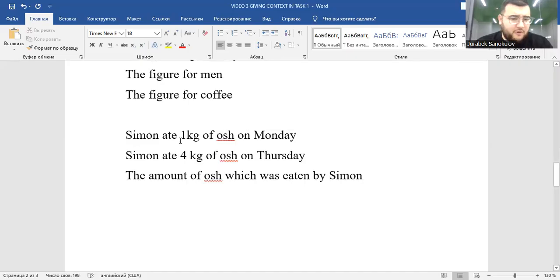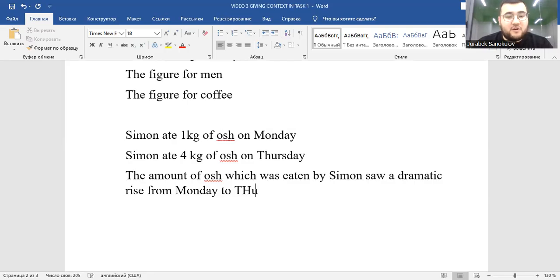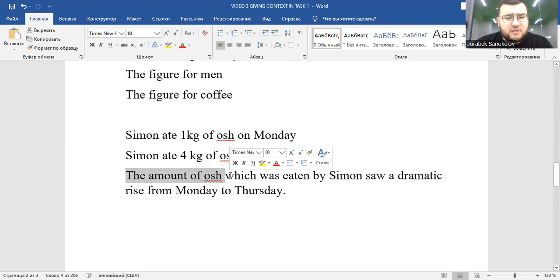What happened? 1 kilogram, 4 kilograms. So it's an increase. Yeah. So let's use a noun structure here. Saw a dramatic rise from Monday to Thursday. See, very simple. The amount of osh, which was eaten by Simon.